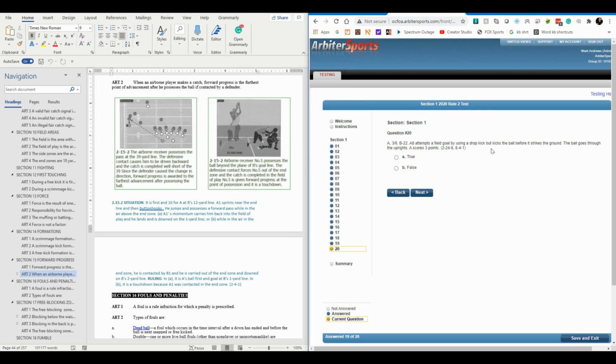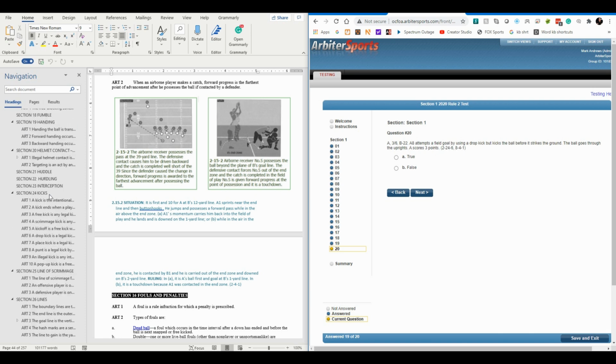All right, question 20, last question for the Rule 2 test. Yay! A, third and 6 at the B22. A8 attempts a field goal by using a drop kick, but kicks the ball before it strikes the ground. The ball goes through the uprights. A scores 3 points. And we have two rule references, 2.24.6, which defines different types of kicks.